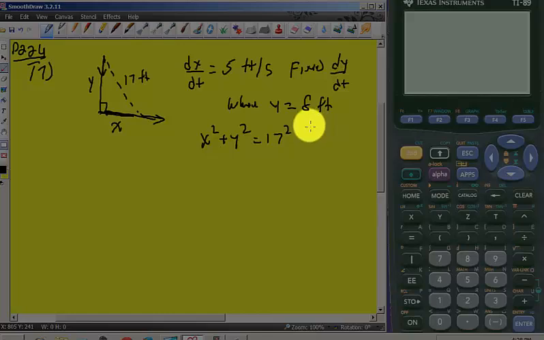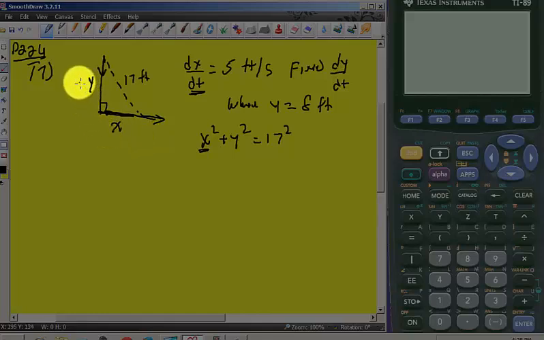Before you take a derivative, stop and think. When I take the derivative of this, I'm going to get dx/dt. Do I have the information for that? Yes, I do. But I'm also going to get an x. Do I have information for that? No, I don't. So we might as well go ahead and find x.